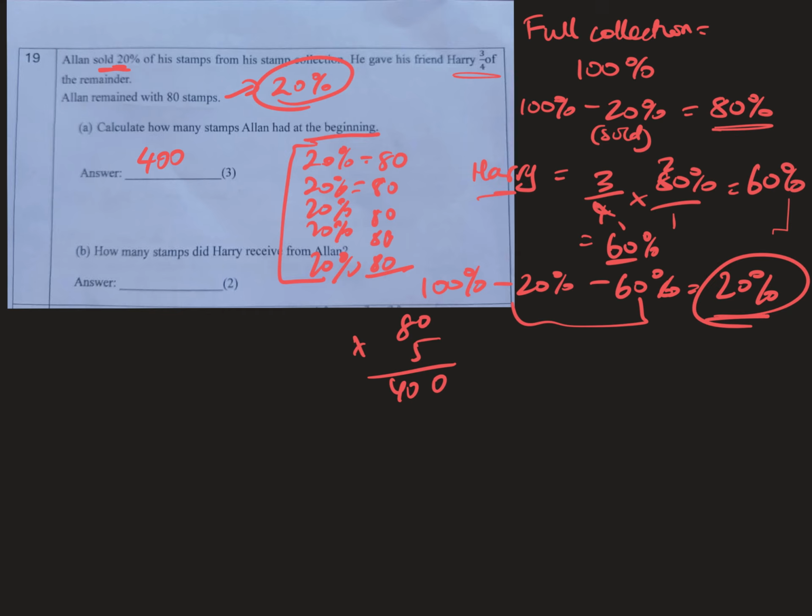Now, the good thing about this question is that we actually did most of the calculations for the second part already. How many stamps did Harry receive from Alan? Harry received 60%. So if 20% is equal to 80, 60% would be 3 times 20, so 80 times 3. 8 threes are 24, and the 0. So 240 stamps, right?